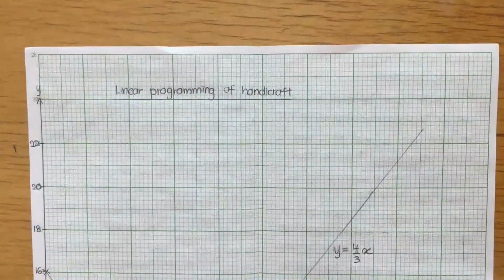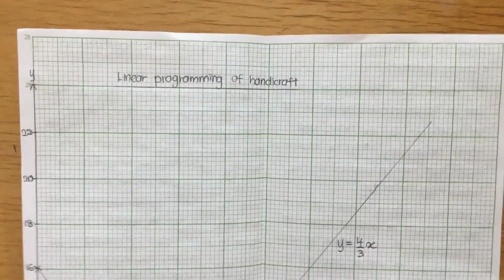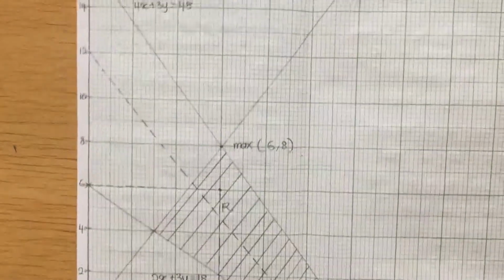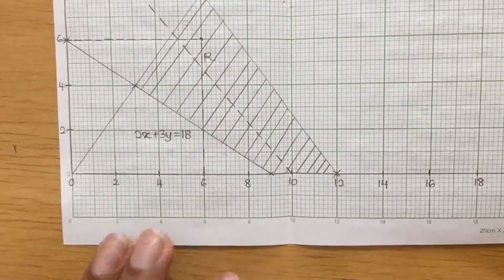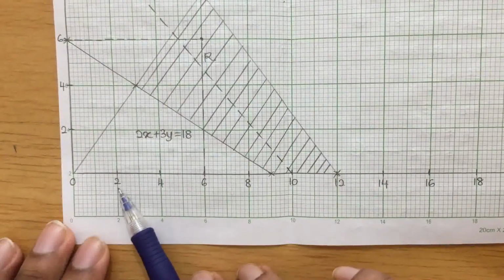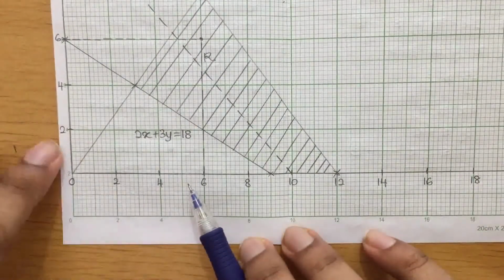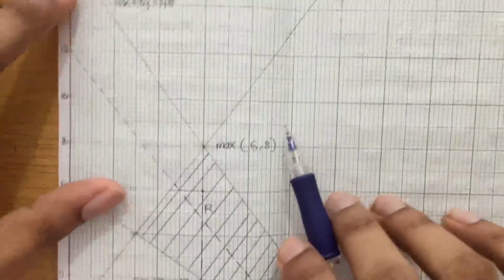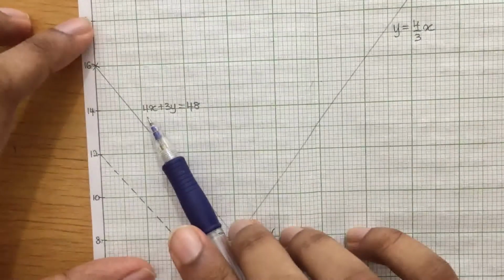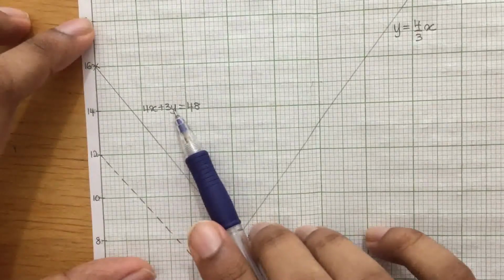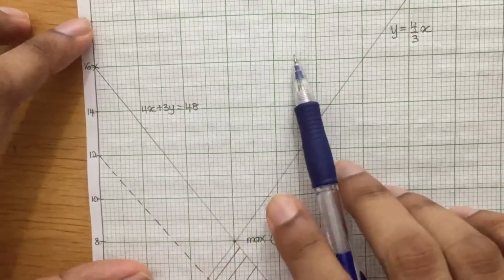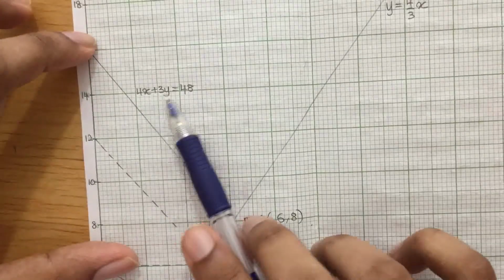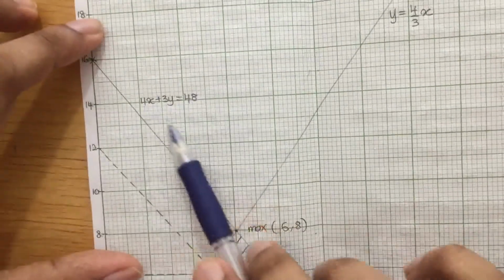Okay, as you see here, this is the linear programming of Handicraft. So make sure you follow the scale accordingly, guys: 2 cm to 2 units respectively on the two axes, for the x-axis and y-axis. You start with the first equation, 4x plus 3y equals 48. You find the two intercept points and then you plot the graph. 4x plus 3y equals 48, that is for the first one.